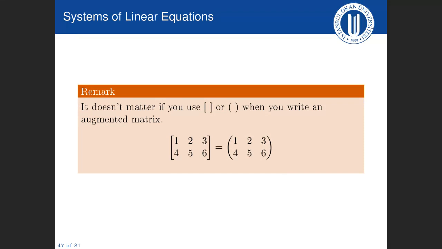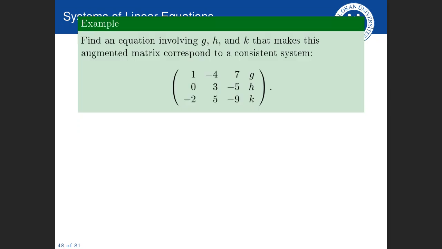It doesn't matter if you use square brackets or rounded brackets when you write an augmented matrix. These two things are exactly the same. Square bracket 1, 2, 3, 4, 5, 6, square bracket is exactly the same as rounded bracket 1, 2, 3, 4, 5, 6, rounded bracket. So, for example, find an equation involving g, h, and k that makes this augmented matrix correspond to a consistent system. And this is an example where it's using rounded brackets. The only reason this is rounded brackets is because the place I copied this from used round brackets.